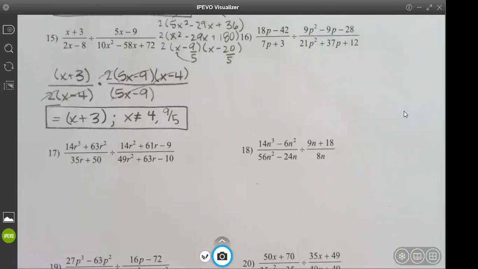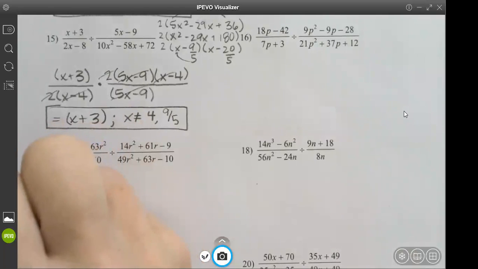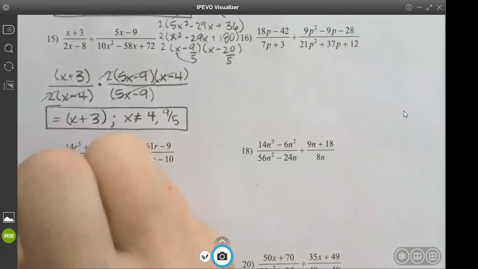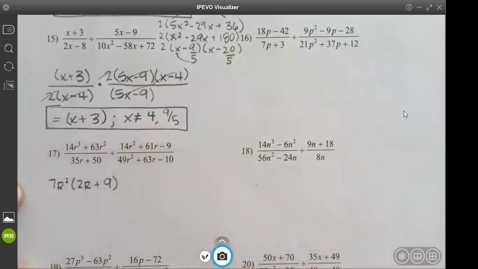Look at 17. Have 14r cubed plus 63r squared. What will come out of that? 7r squared. Leaves me with 2r plus 9.